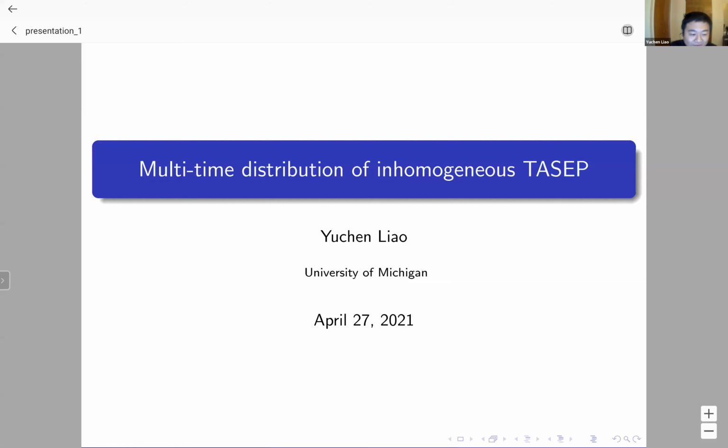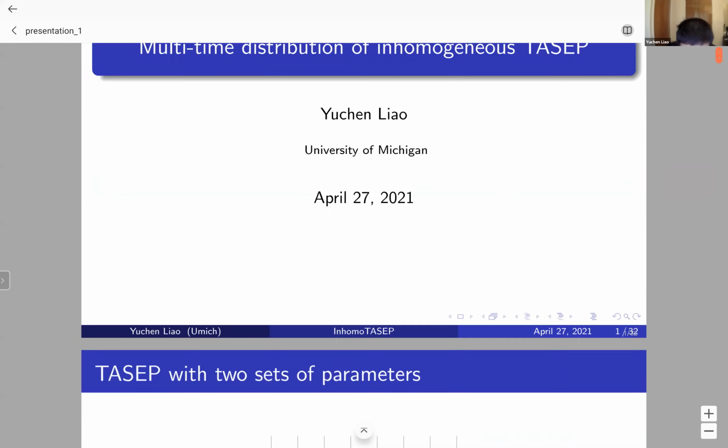It's a great pleasure to speak here. It's my first time presenting this result that hasn't been posted to the arXiv yet, but hopefully will come out soon. So it's about multi-time distributions of inhomogeneous TASEP depending on two sets of parameters.